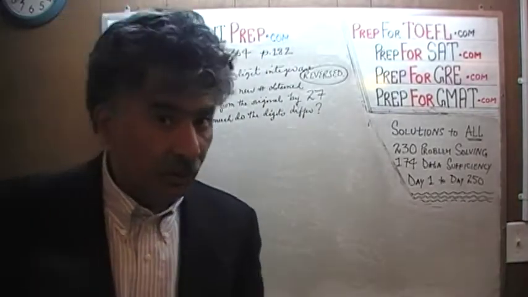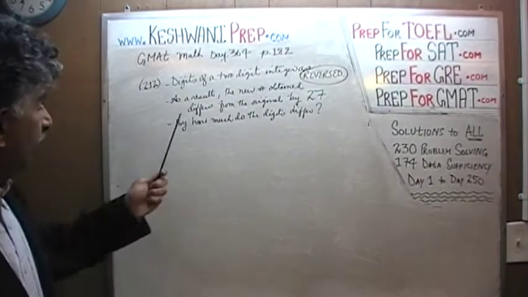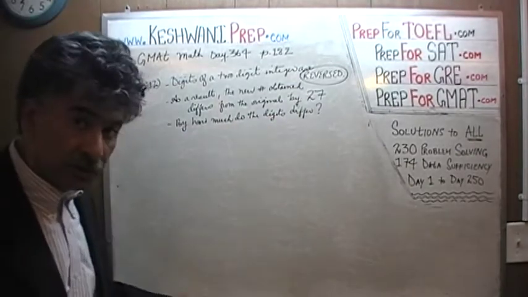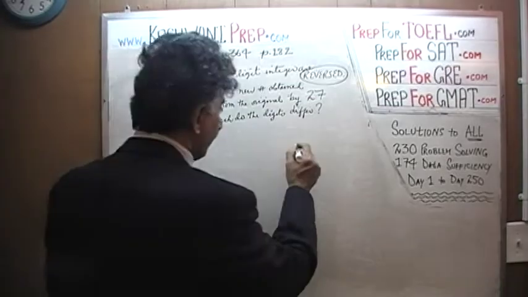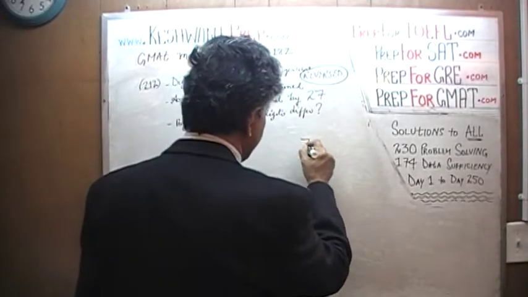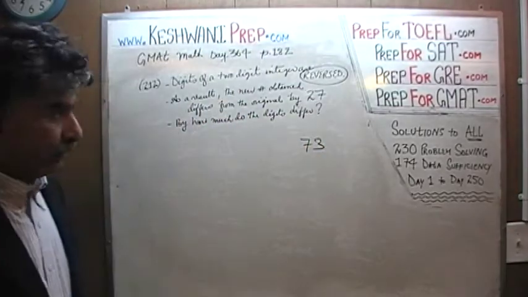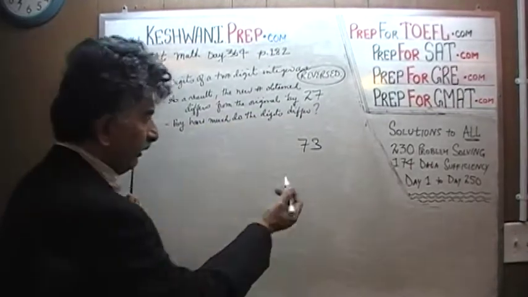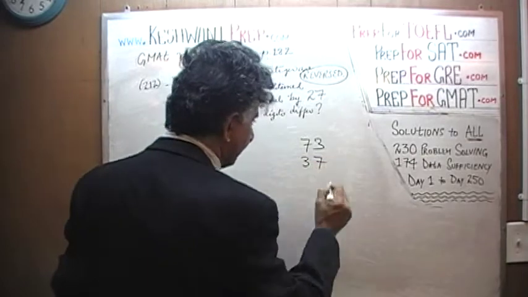The problem is already on the blackboard. Here's how it goes. It says the digits of a two-digit integer are reversed. So we have a two-digit integer. For example, we may have 73. And what are we going to do with this two-digit integer? The digits are going to be reversed. So 73 is going to become 37.